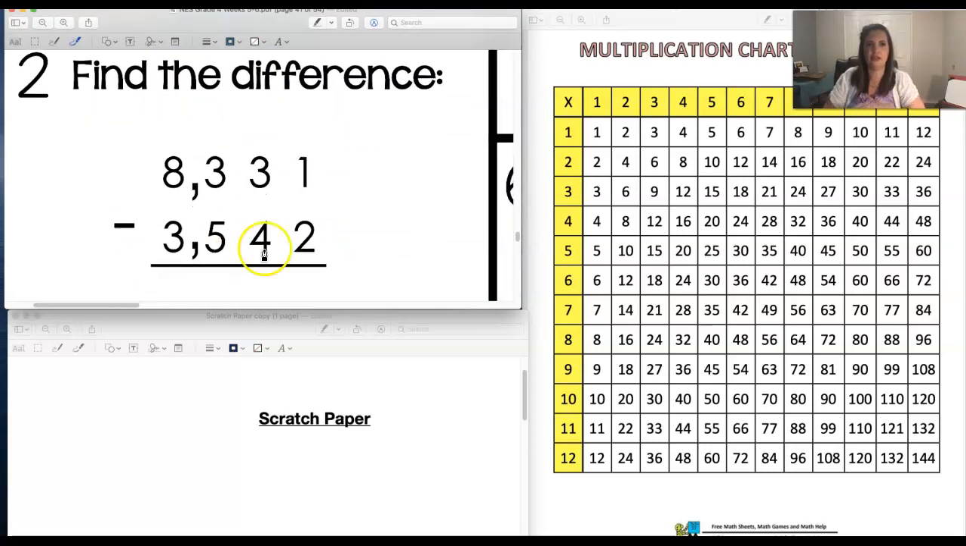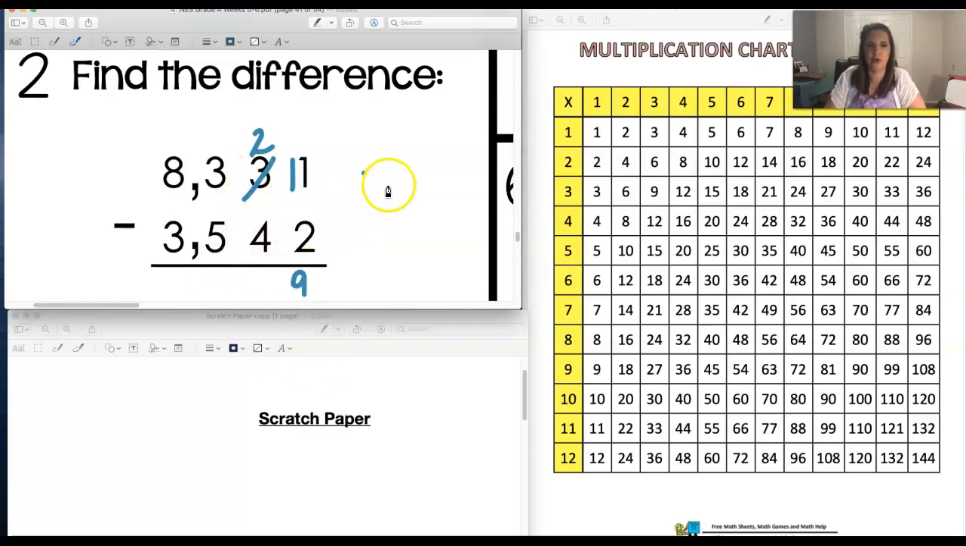Number 2, find the difference. 1 subtract 2. If I have 1, I cannot take 2 away. I'm going to go to my tens place, take one of them, which leaves me 2. Unbundle them into 10 ones, and I already have 1, so that's 11 ones. 11 subtract 2 equals 9.